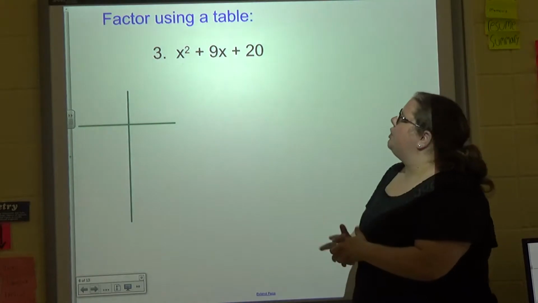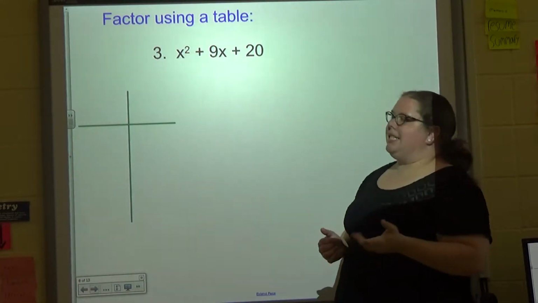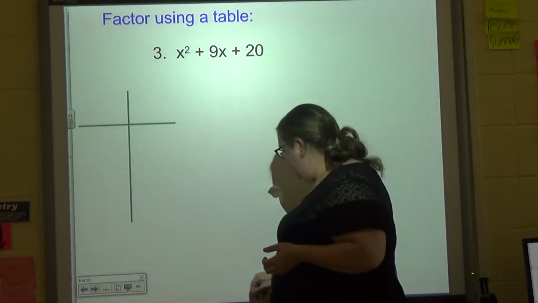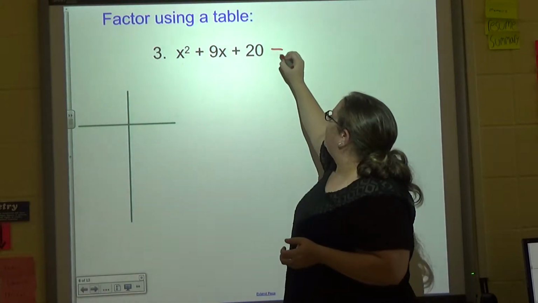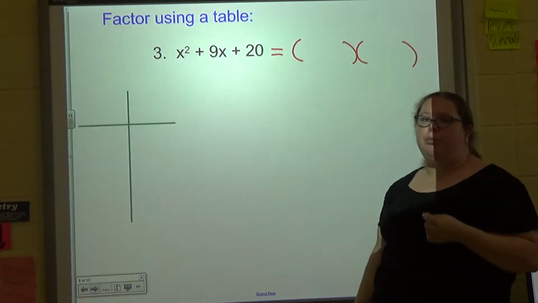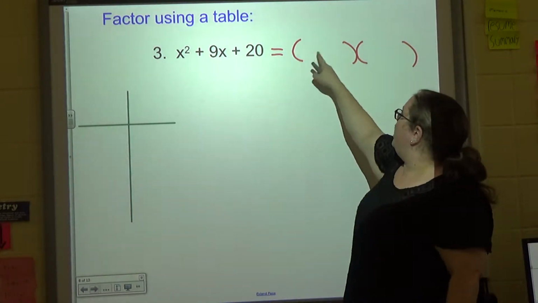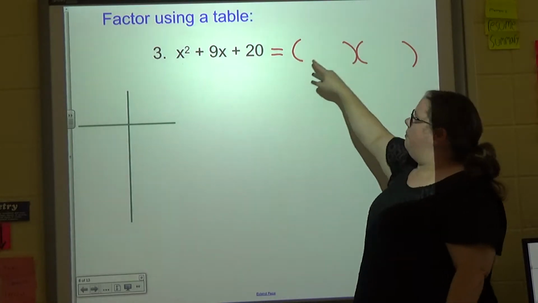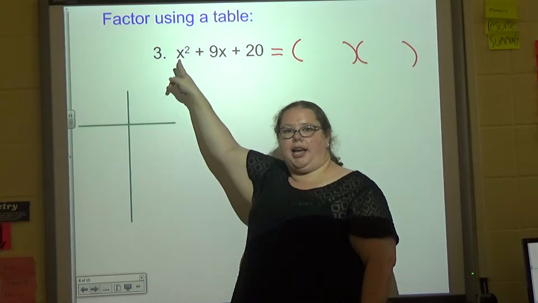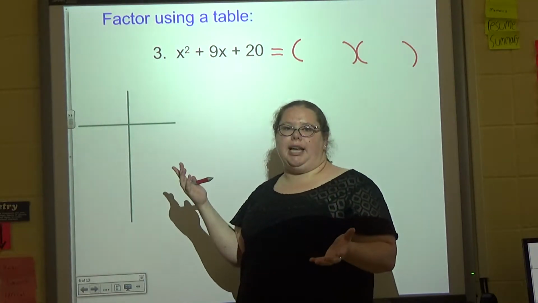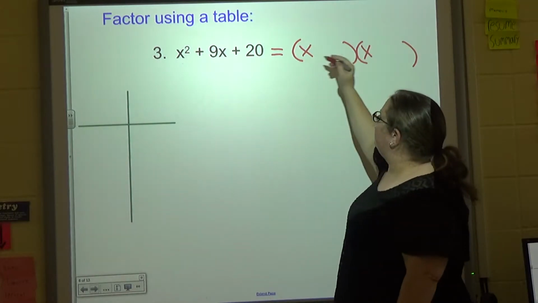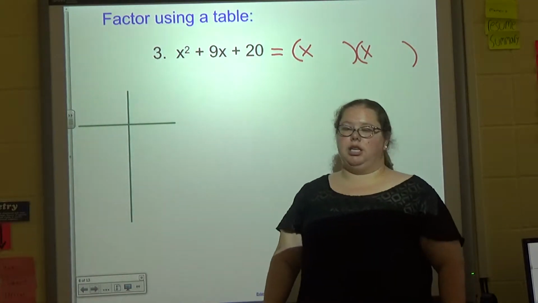Alright, so x squared plus 9x plus 20, we're going to factor that. So we want to write it as a product. I'm going to write it as a product of two binomials. What has to go in the front of both of those? Well, we want it to multiply to x squared. What multiplies to x squared? X and x. X times x is x squared.